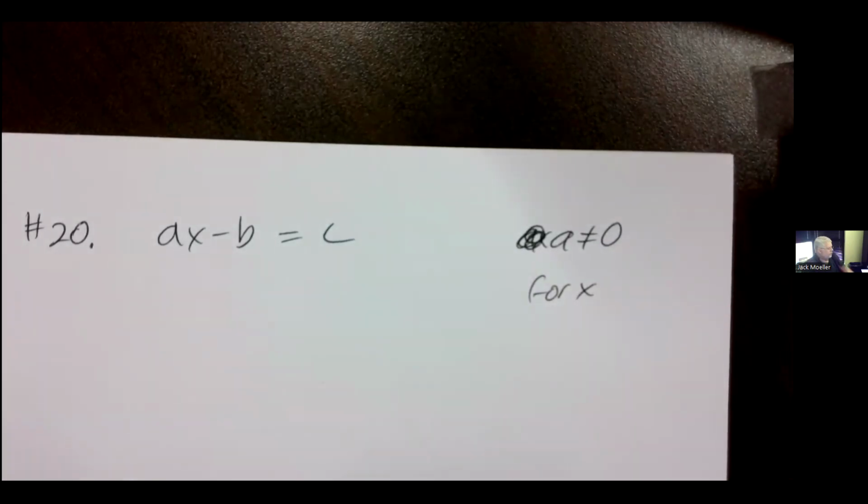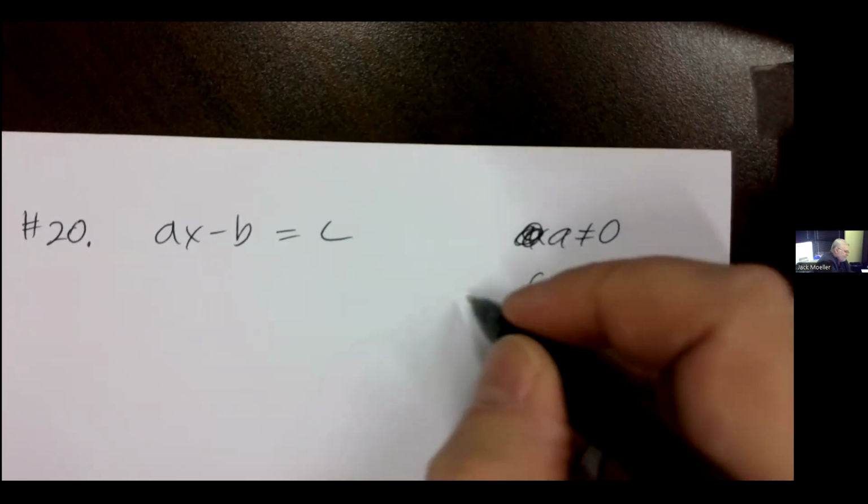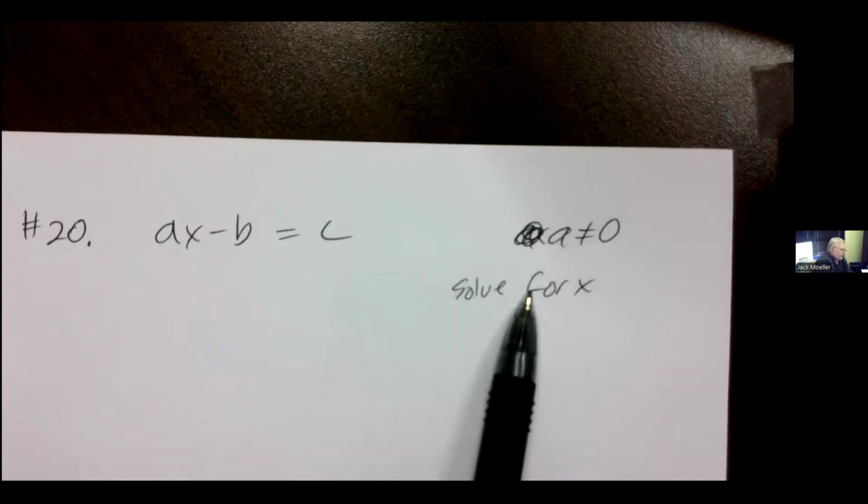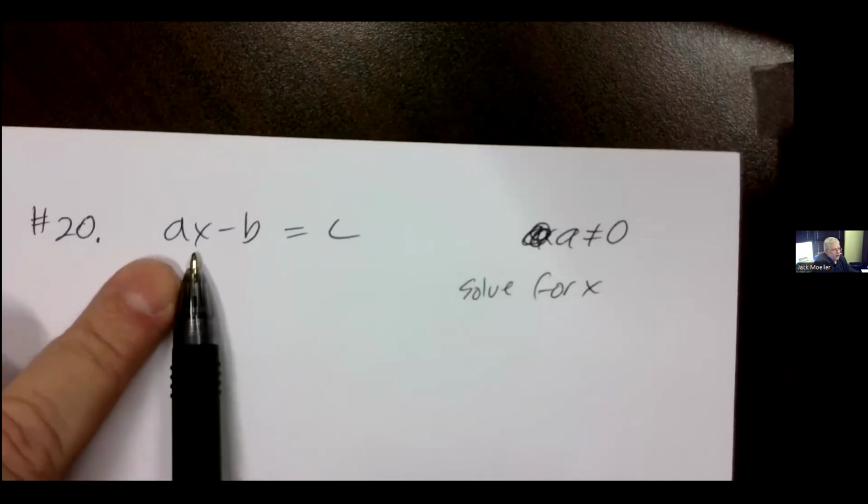All right, so here's number 20. Ax minus b equals c. And they tell us a is not equal to 0, and we're solving for x. I'm going to come back to that a is not equal to 0. The real thing here is we're solving for x. So that means we need to get x by itself.